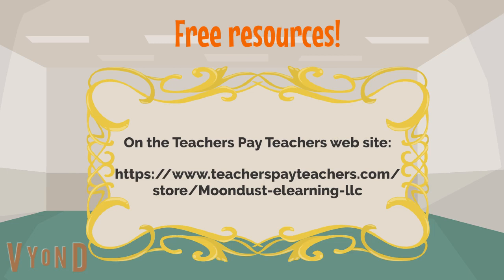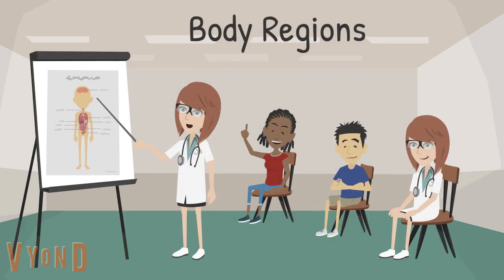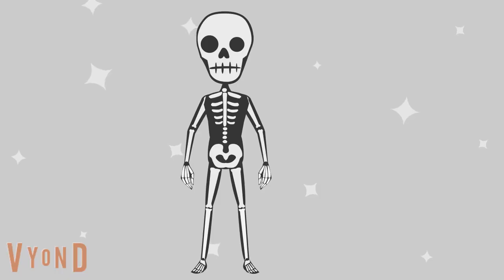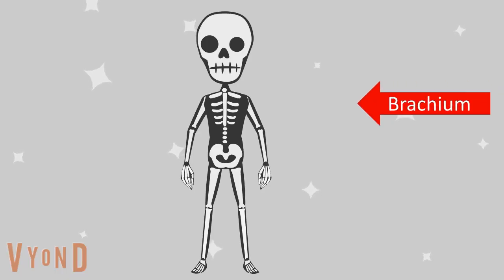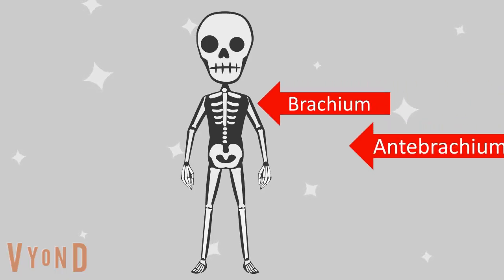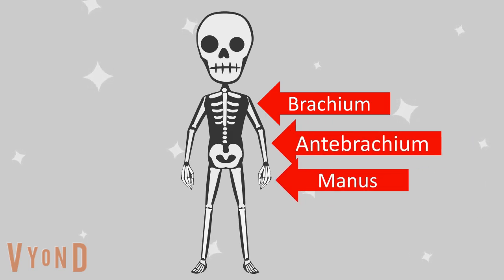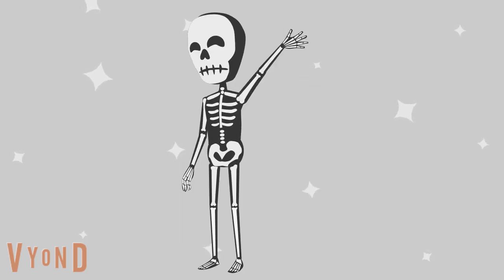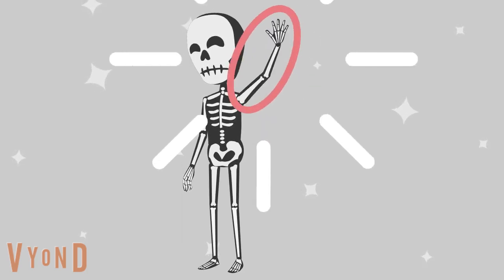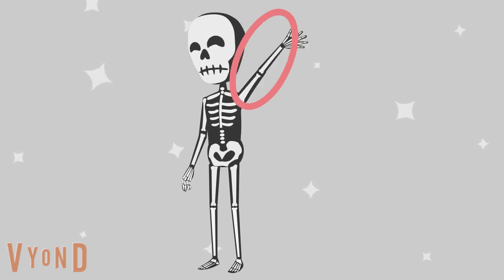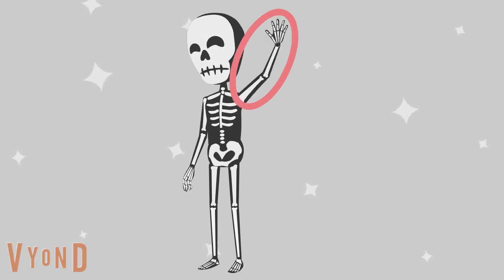Let's get started. The body is divided into body regions. The body regions of the arm and hand are called the brachium for the upper region of the arm, antebrachium for the lower region of the arm. Manus is the body region term for the hand. We will eventually learn all the body regions of the human body. For now, let's concentrate on the arm and hand.